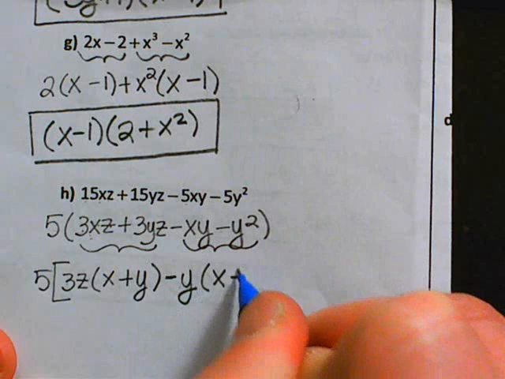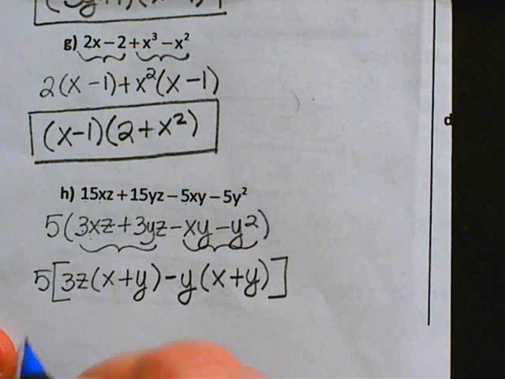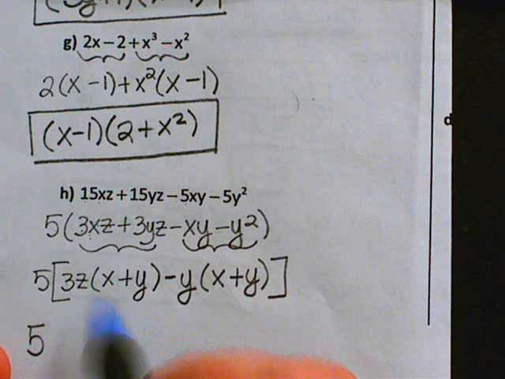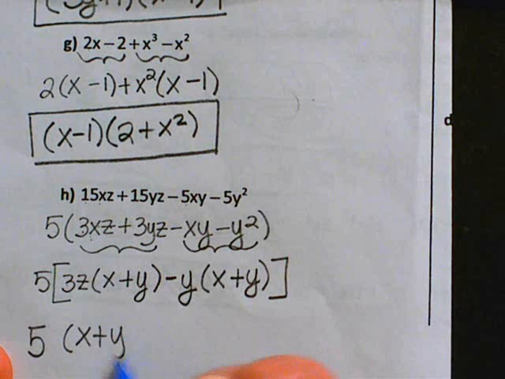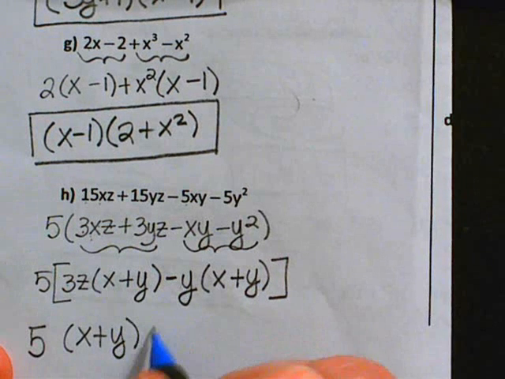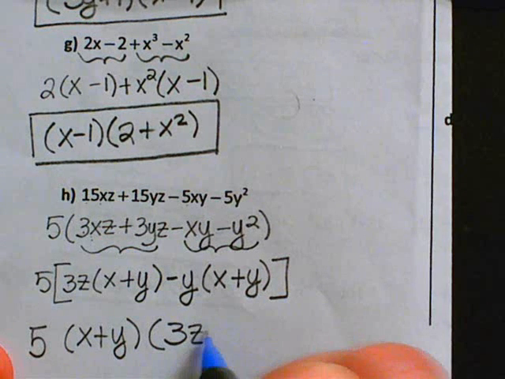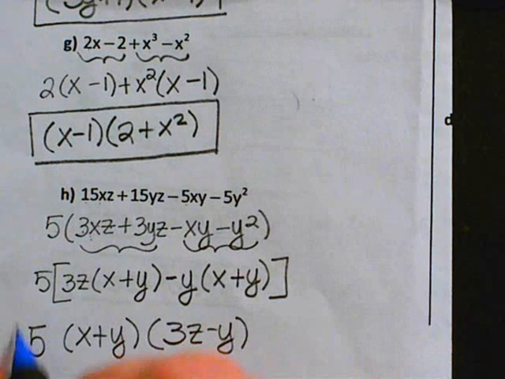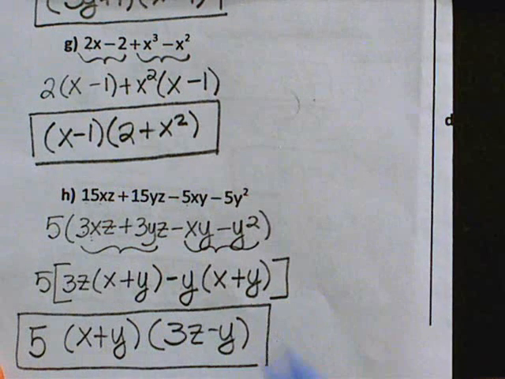And would you look at that? I have the 5 that is outside. Inside the bracket, what do I have in common? They have in common x plus y. And what's left if I remove the x plus y? 3z minus y. And that will be my answer. You cannot forget that 5 that you took out. Okay?